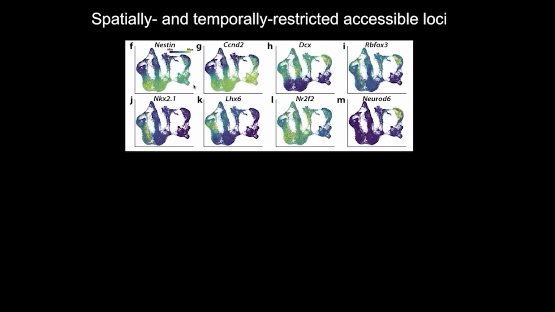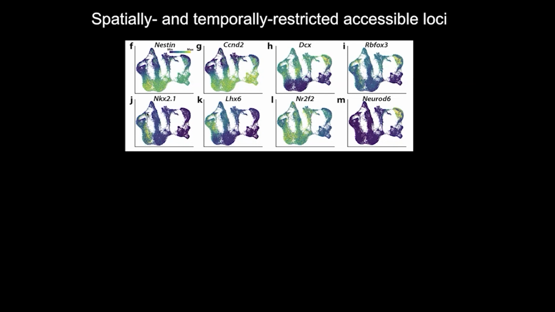We can also look at the accessibility at specific gene loci. In this case, this is the Nestin gene. The yellow color indicates that the promoter of this gene is accessible in the cells. This gene is expressed in the apical progenitors or radial glial cells. So you can see that the gene is much more open or accessible down here in these young cells. And as the cells become postmitotic neurons, the Nestin locus gets closed off. Nkx2-1 is a gene that's restricted to expression in the MGE.